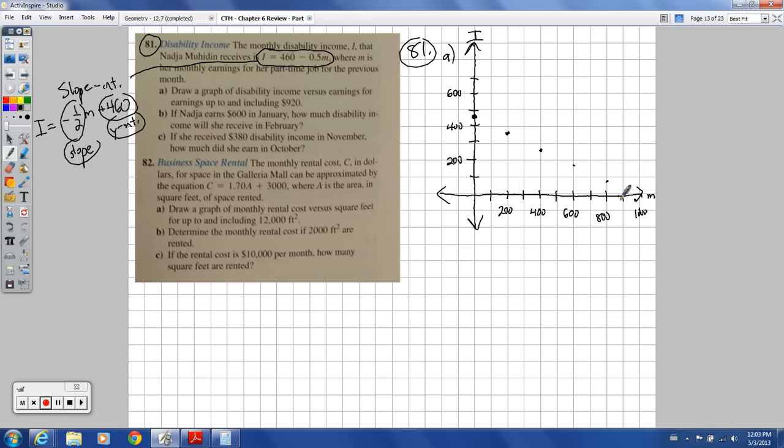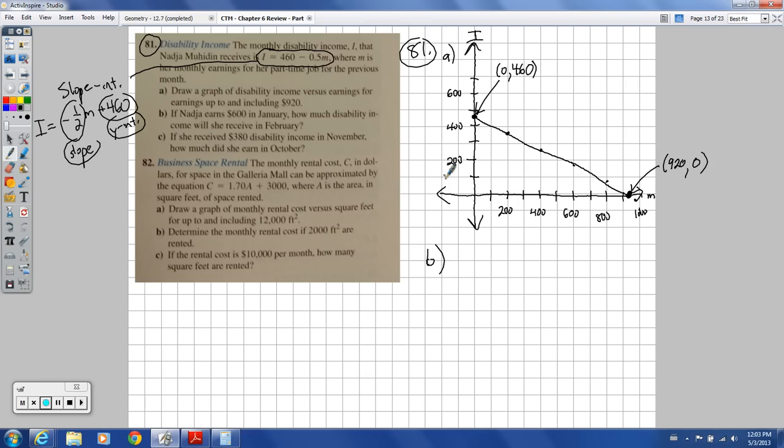460 minus 460 would be 0. So at 920, that's where this should intersect. This point right here, just for your information, is 920 and 0. And this point right here is at 0, 460, in terms of monthly income versus disability income received. Since it's an equation, it's a solid line, and that's representing the earnings for Nadja.